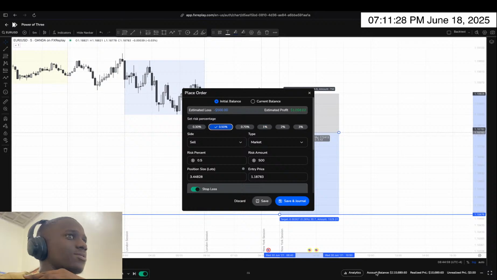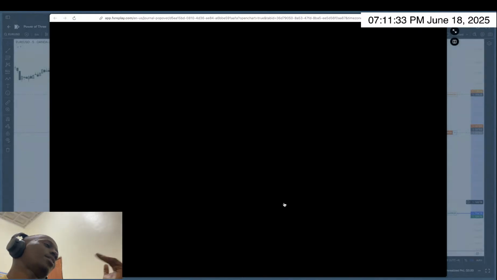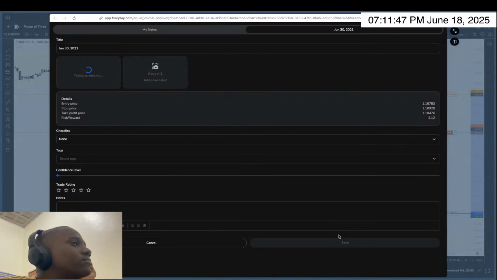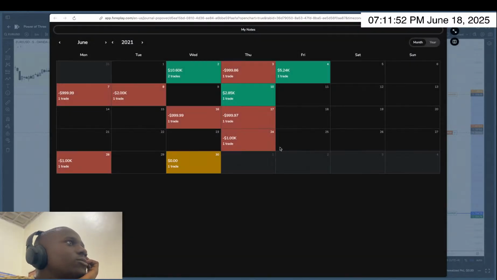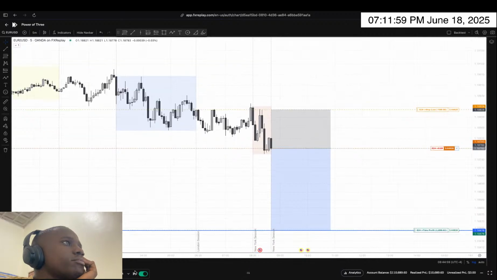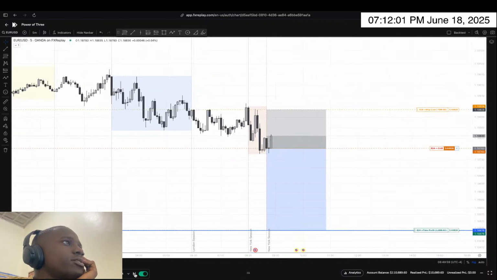And I think that's all. I risk a half because I've lost much already, so we shouldn't be. We should also run risk management from this. Look at all these losses, crazy ones. Let's see how this day behaves.